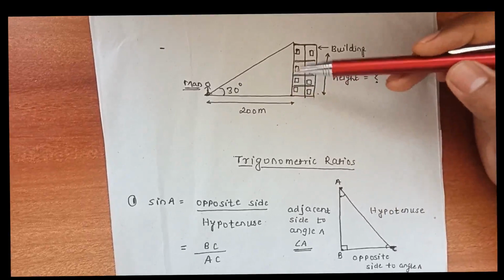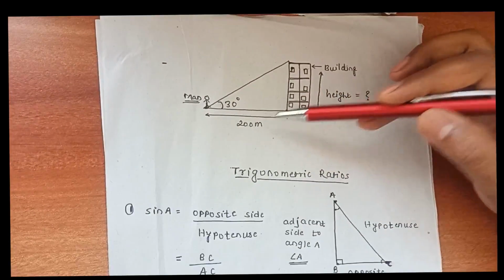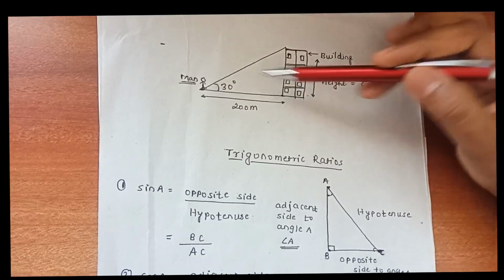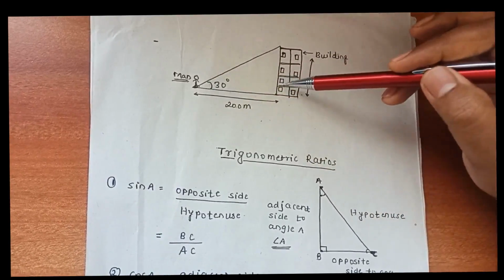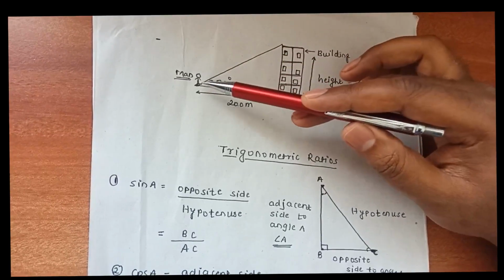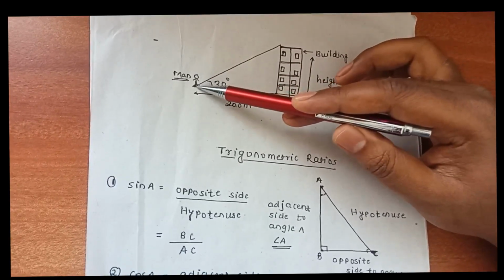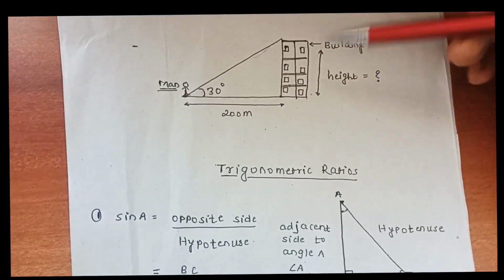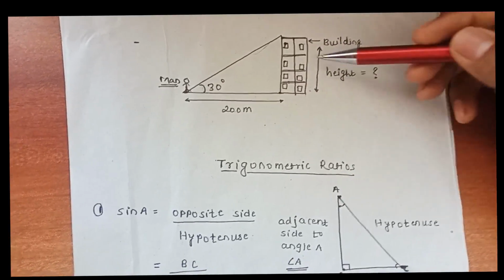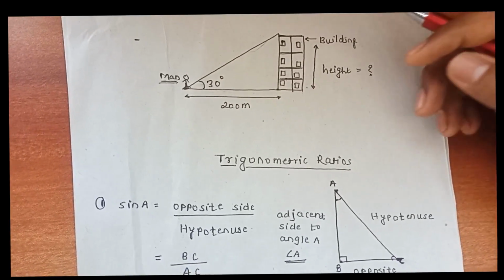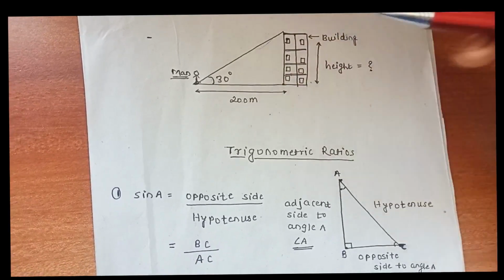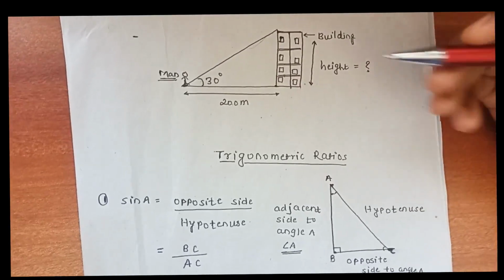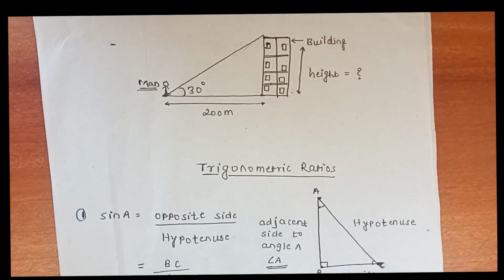Now the distance of the building from the man is already given in the problem. That's 200 meters. That means this man is standing 200 meters away from the building, and the angle from the point where the man is standing to the top of the building is 30 degrees. And they ask you to find the height of the building, calculating the height without measuring. They will give you the angle, the distance, and all kinds of things. So this kind of problem we can solve easily by using the applications of trigonometry.